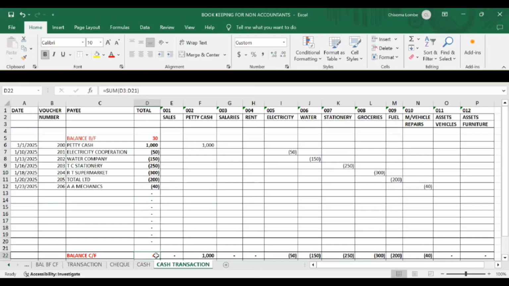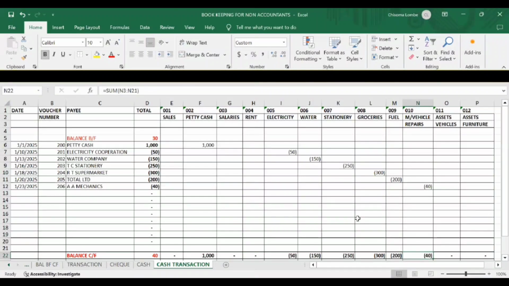Okay. So at the end of the day, we have a balance of 40. So we have a balance brought forward of 30, we added the 1,000 and we removed the expenditure, and the balance carried forward until our next replenishment, which will be in our cash box, is 40.